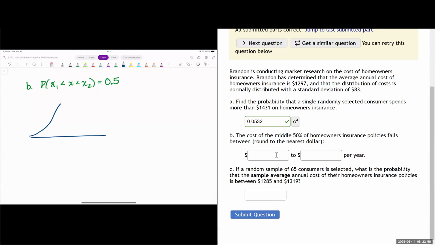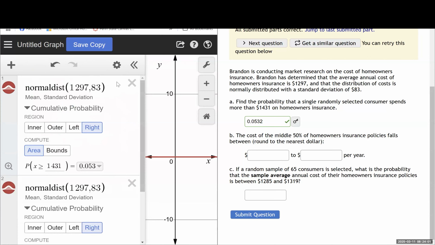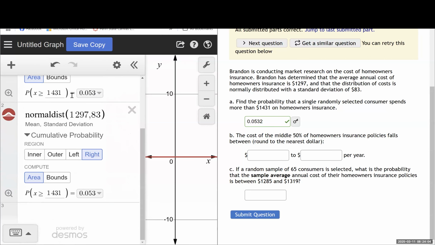We want to find the lower and upper boundary centered about the distribution mean, so that the area in the middle between those boundaries is exactly 50% of the distribution. So we're looking for the X1 and X2 values. So back to our normal distribution, I'm going to use the same distribution we already defined, but I'm going to make a new instance of it so that I don't lose the work I did on the first part.